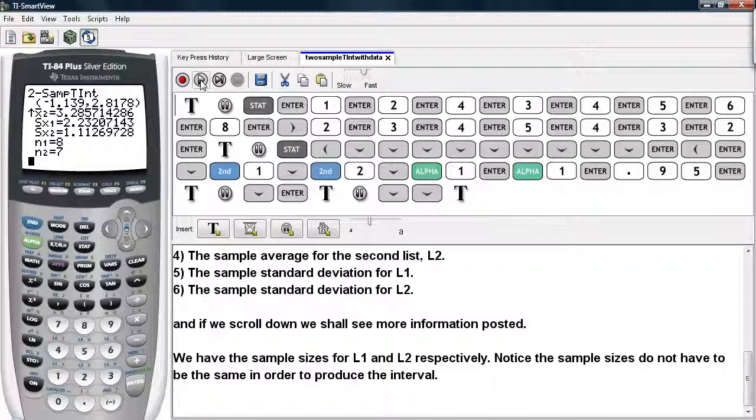And notice here the sample sizes do not need to be the same when you are running a confidence interval command. And this is how you can do a two-sample t-interval command on the TI-83/84 calculator.